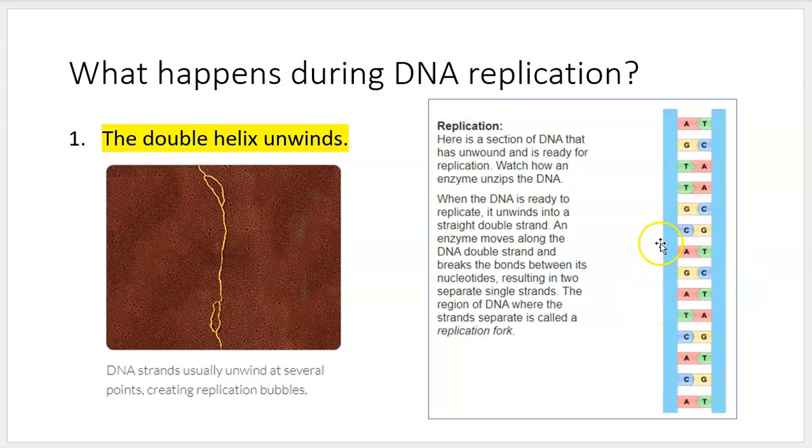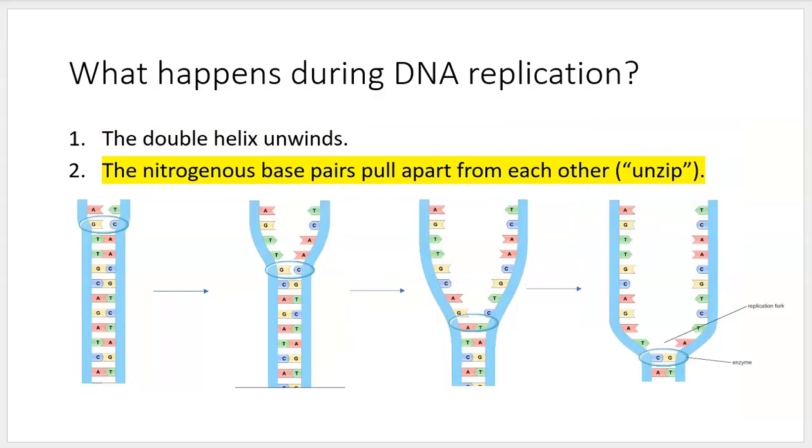Okay. Here's the picture from your course. Here's a section of DNA that is unwound and is ready for replication. When the DNA is ready to replicate, it unwinds into a straight double strand. An enzyme moves along the DNA double strand and breaks the bond between its nucleotides, resulting in two separate single strands. The region of DNA where the strands separate is called a replication fork. So an enzyme will come in, enzymes are proteins, an enzyme will come in and sort of unzip this DNA strand. It'll break the bond right down the middle between the complementary base pairs.